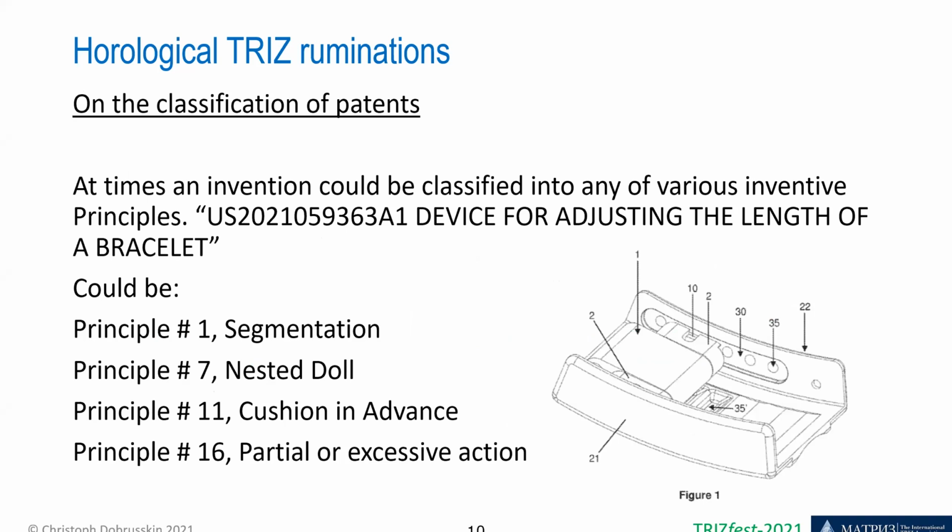When you wear a watch, you may know that in winter, when it's cold, your wrist gets smaller, and in summer it may grow a bit. So maybe it's cushioned in advance, because with a clasp like that, you take into account that the diameter of your wrist can change. Or is it partial or excessive action, because you have a semi-fixed width of your wrist, but with a clasp you introduce an action which could be adjusted later.